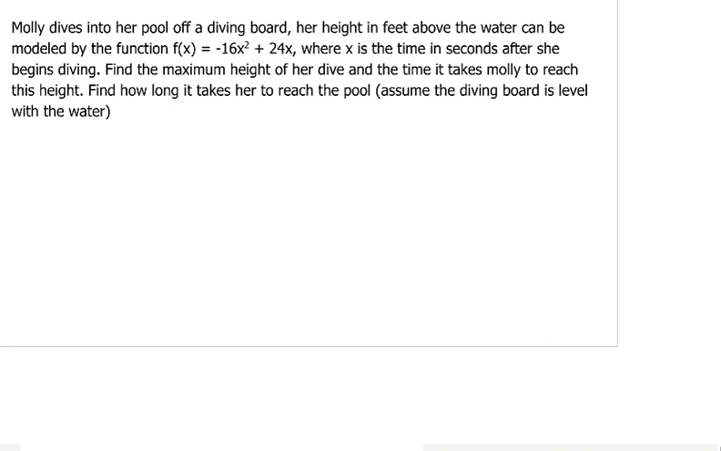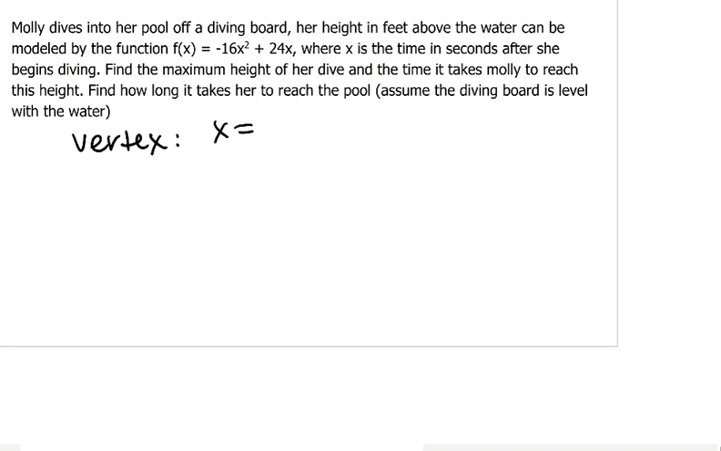So I'm going to say f of x equals negative 16x squared plus 24x, x being the time in seconds, and f being the height in feet. The maximum height of her dive is going to be the y-coordinate of the vertex, right? We know that it's a negative x squared, so it's going to be a downward-facing parabola, and this is the height of her dive. Now, I doubt this is the beginning of her dive, but who knows? So we'll start to find that. Find the vertex.